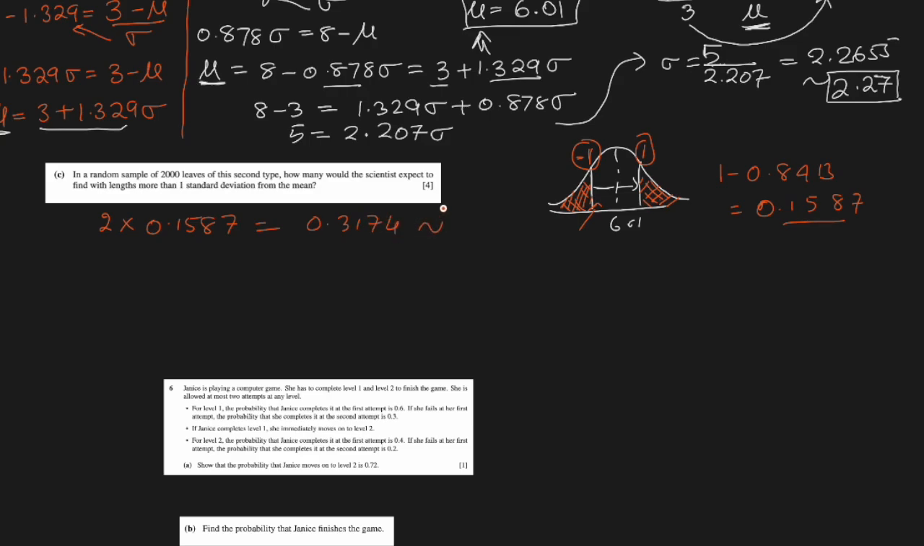0.3174. If you want to round off, you can, but let's not round because they're asking how many; they didn't say probability, right? How many? So we have a sample of 2000, so 2000 multiplied by 0.3174 will be the number given to us, which we are getting as 634.8, which we can round off to 635 because we can't have a fraction of a leaf.